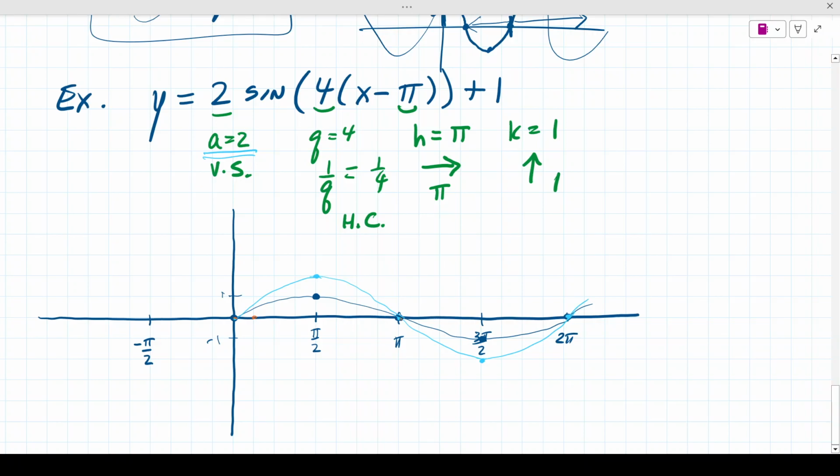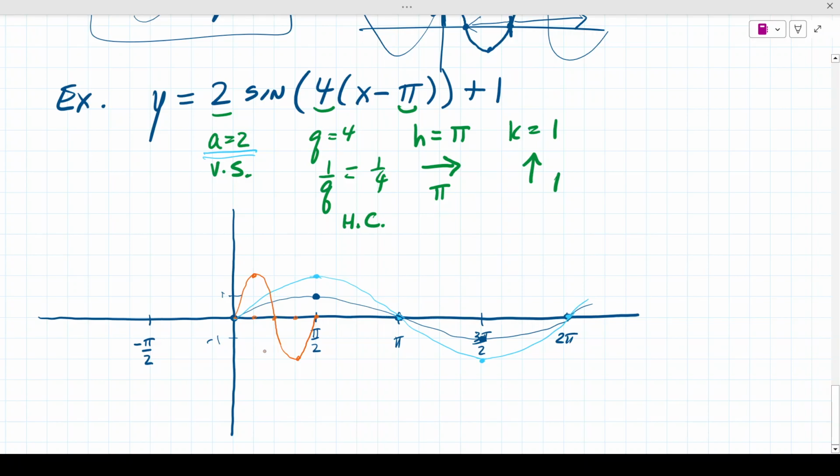Pi is going to become pi over 4. 3 pi over 2 is going to become 3 pi over 8. And 2 pi times a quarter is going to become pi over 2. Okay, so all of this gets horizontally compressed, and so I'm going to end up with something that looks like this. And then, of course, continues.